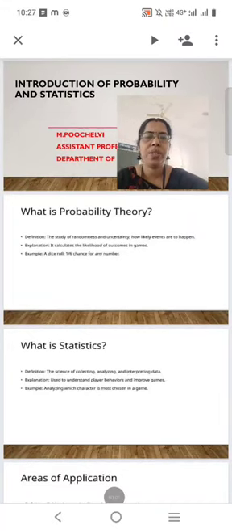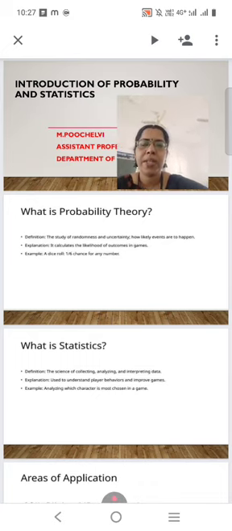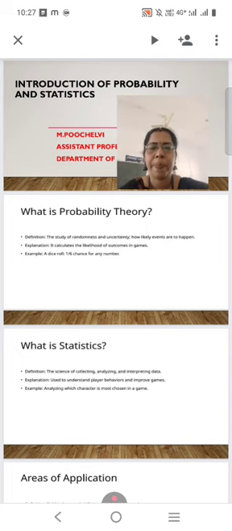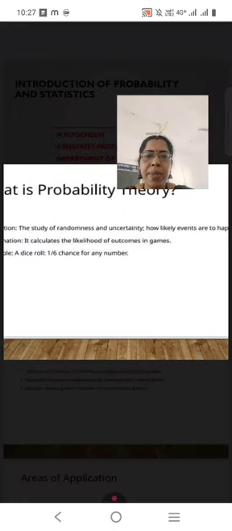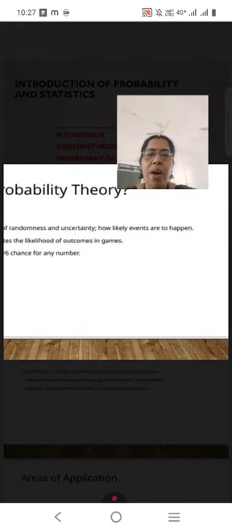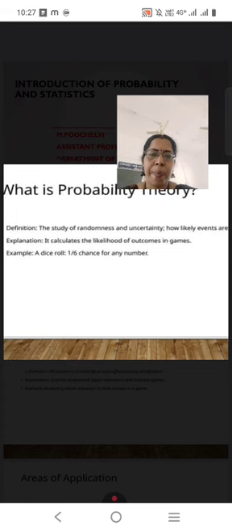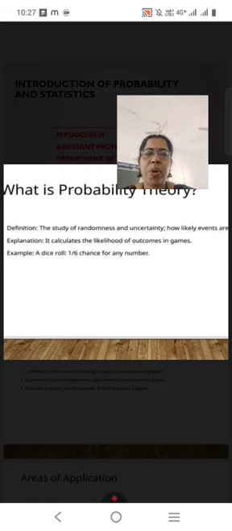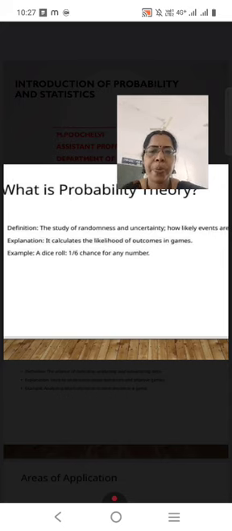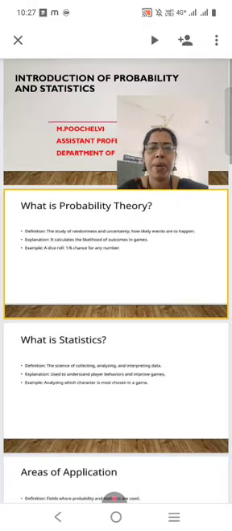Today we are going to discuss an introduction to probability and statistics. The first one is, what is probability? The study of randomness and uncertainty, how likely events are to happen. It calculates the likelihood of outcomes in games. For example, a dice roll, 1 by 6 chance for any number, that is called the probability.